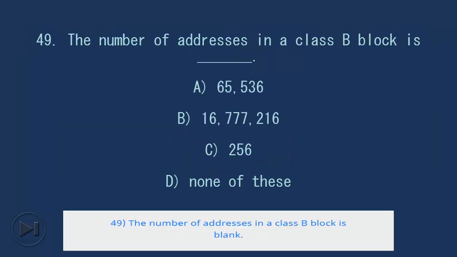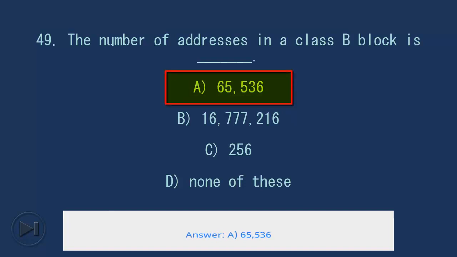49. The number of addresses in a Class B block is blank. A, 65,536. B, 16,777,216. C, 256. D, none of these. Answer, A, 65,536.